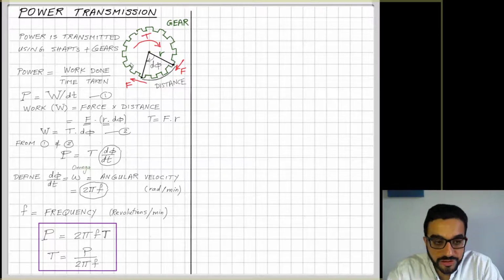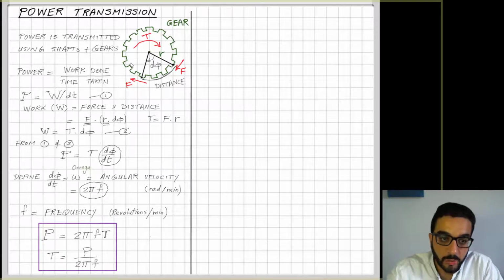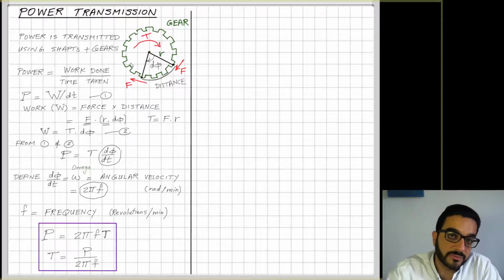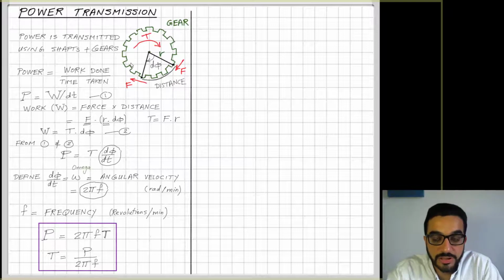And one interesting observation here is that there is an inverse relationship between T and F for the same power value. So for the same power value, if I want a higher torque, meaning a higher leverage, I can pull heavier loads, then my frequency will be less. If I want to pull the load fast, I have to sacrifice how much load I can pull, so I have to reduce T. So if T increases, F decreases. And if F increases, then T has to decrease.